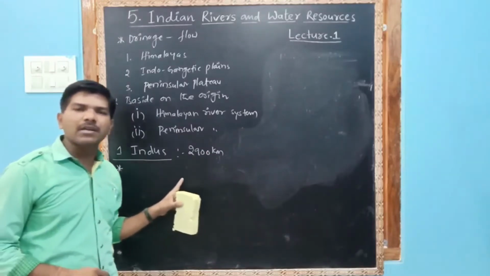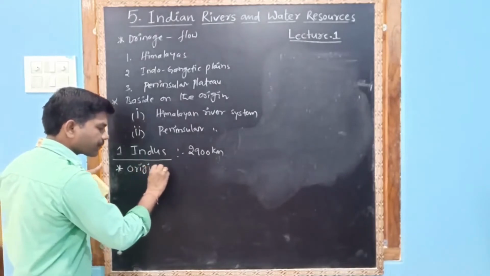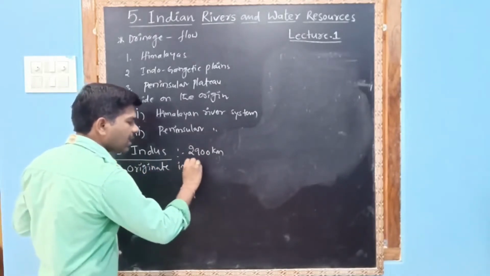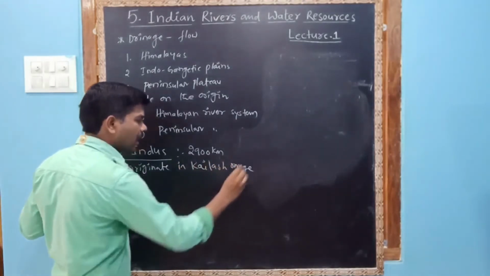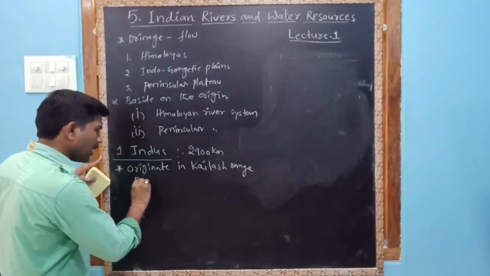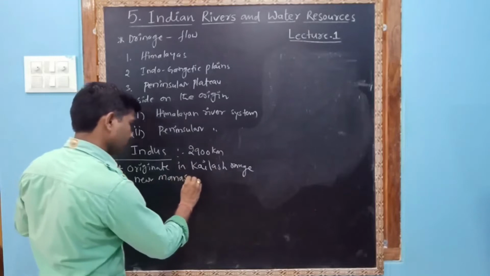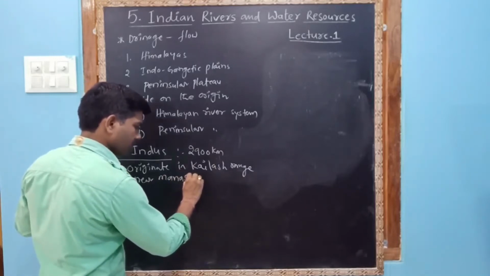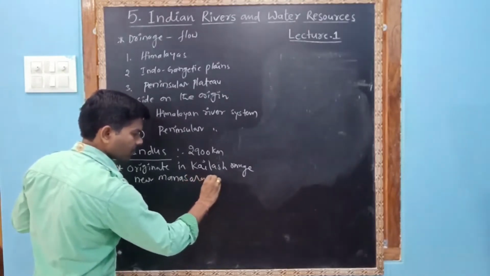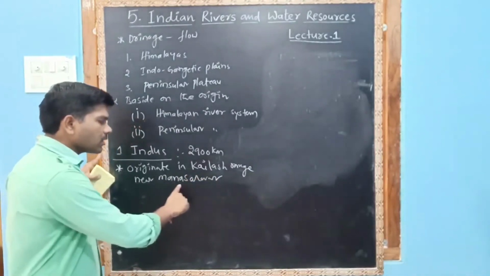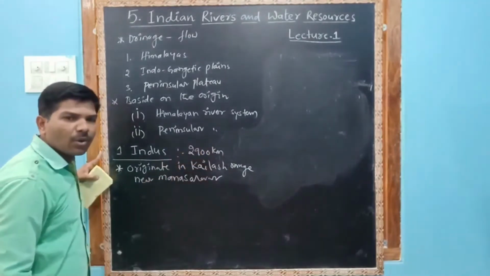Where does the Indus River originate? Originates means starts. It originates in the Kailash range. The Kailash range is near Manas Sarovar. Near Manas Sarovar, in this Kailash range, this Indus River originates.